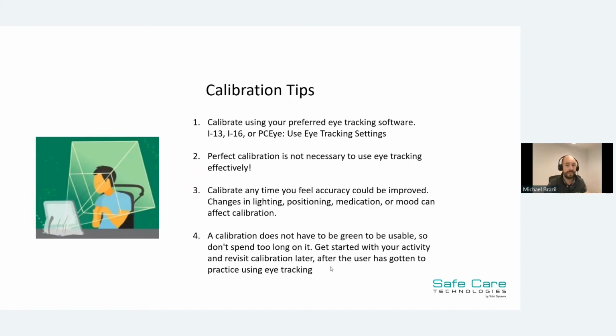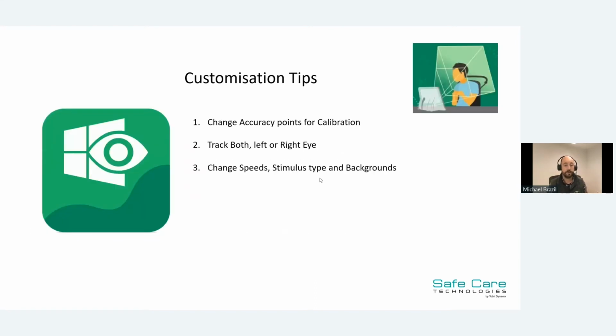That's where we go into our communication software, maybe cause and effect software, and we can revisit that at a later point again. And then finally, we have the customization tips. With customization, that's just making a few changes to the settings of the eye tracking settings software.